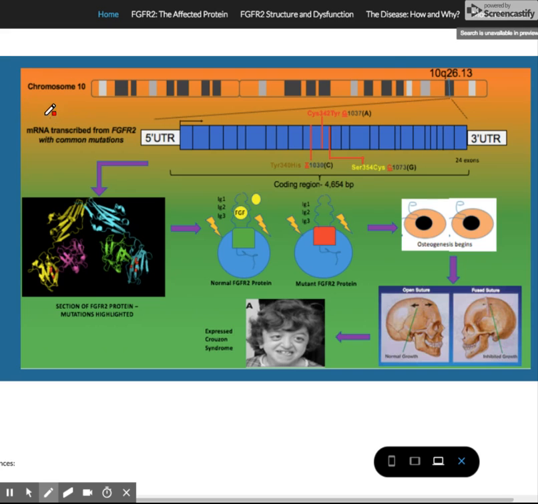Let's begin. In our bodies, we have 23 pairs of chromosomes. These are parts of our cells which you can think of as where all the information is stored to make us who we are physically. Here we have a depiction of chromosome 10. This is where the FGFR2 genetic information is stored, up here.